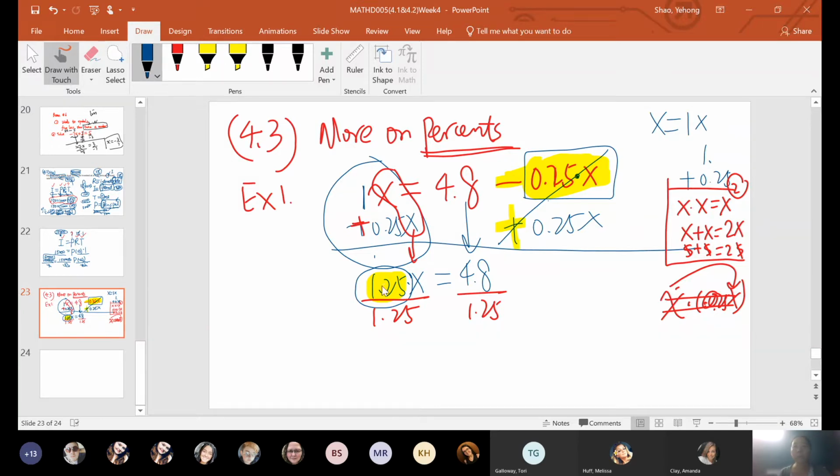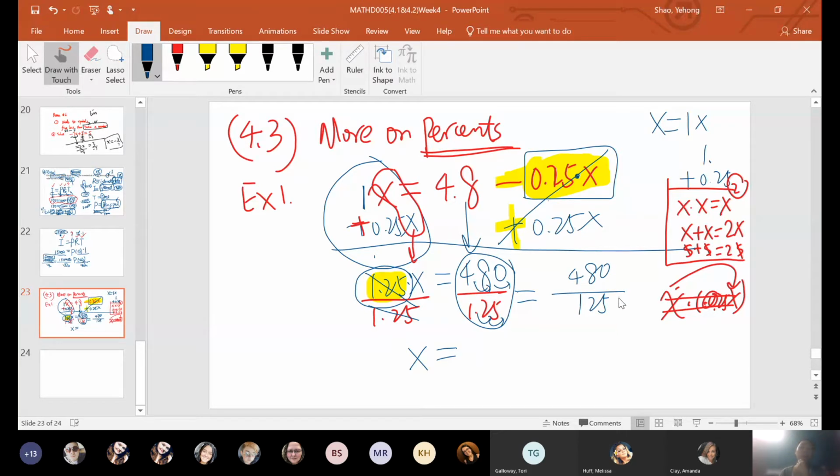So now the next part is 1.25 cancels 1.25. I get x. And for that part, we do need to work it out. So 4.8 divided by 1.25. The first thing we want to do is get rid of the decimal in the divisor. So we're going to move it 1, 2 times. Move it 1, 2 times. So you're pretty much dividing 480 by 125.